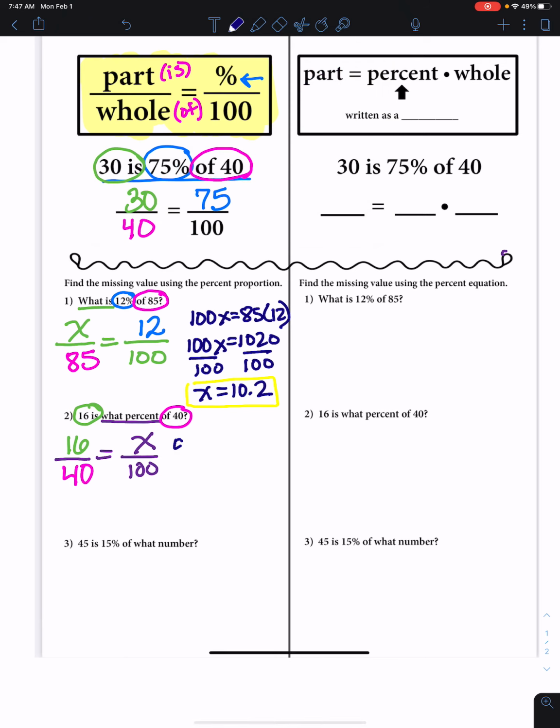So I'm going to do 40 times x equals 16 times 100, which is 40x equals 1600. This one I can do in my head because I know 4 goes into 16 4 times. So when I divide both sides by 40, I'm going to get x equals 40.